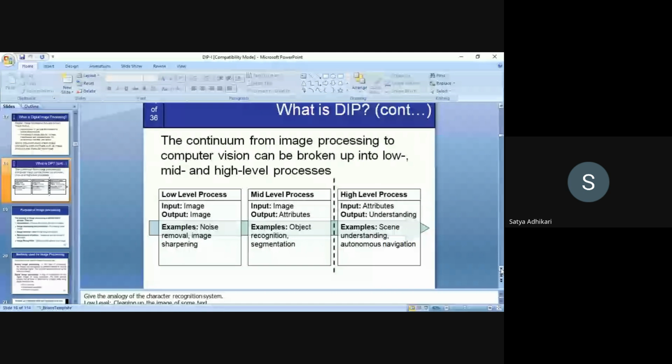These are the different levels of image processing: a low level, a middle level and a high level. So in low level processing, if you input an image, you will also get an image as output. An image is the input, and the output is also an image.